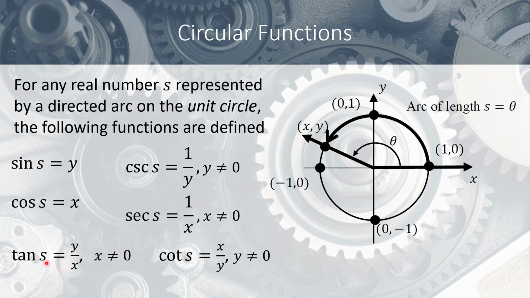And notice that tangent and secant are not defined whenever x is equal to 0. So if you are here or here, they are not defined. And notice those angles would be pi over 2, 3 pi over 2, and so forth. And of course, cosecant and cotangent are not defined whenever y is equal to 0, or whenever the angle or the arc length is 0, pi, 2 pi, 3 pi, and so forth, i.e. they are not defined for any integer multiple of pi.